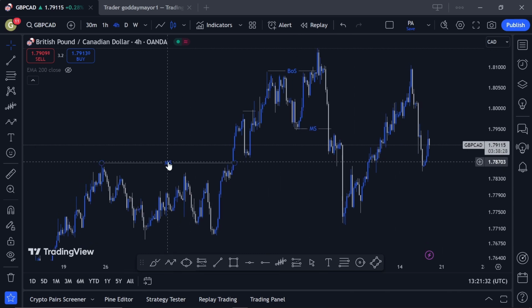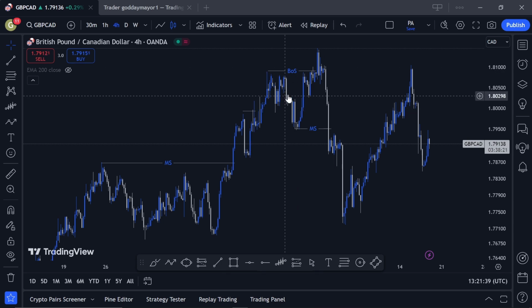Now, you see how easy it was for me to actually break down the market. Take a look at it. I identified a market shift here to the upside, and that break of structure here to the upside, and then another break of structure. After this, I jumped over to the current market position, trying to see where exactly the market is right now.